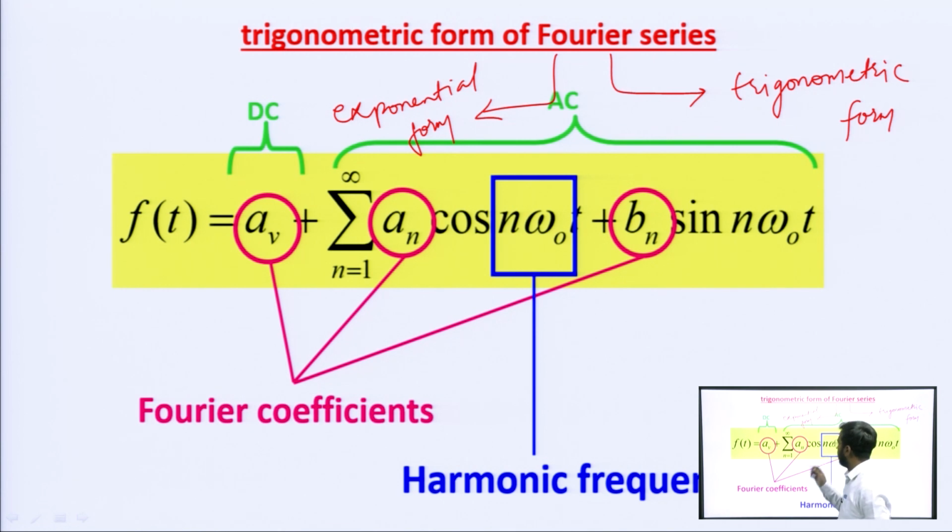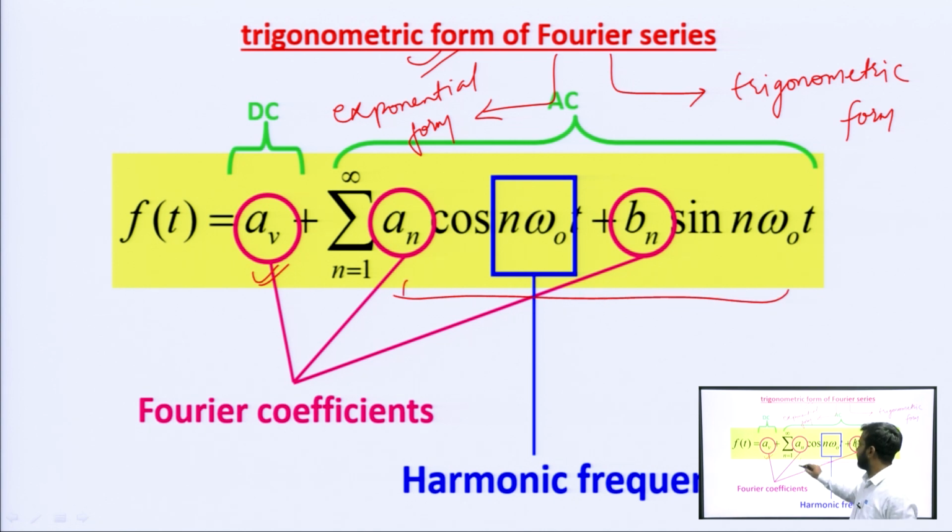Okay. So basically here we are seeing the trigonometric form. In the trigonometric form, there are two quantities. One is the average value, which is the representation of the DC signal. Then there are the different Fourier coefficients, and this is the harmonic frequency. If you set n equal to 1, it will be the fundamental value.